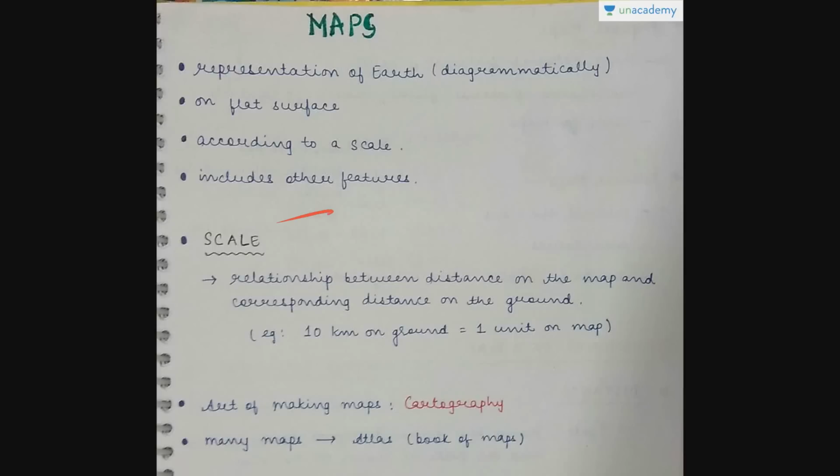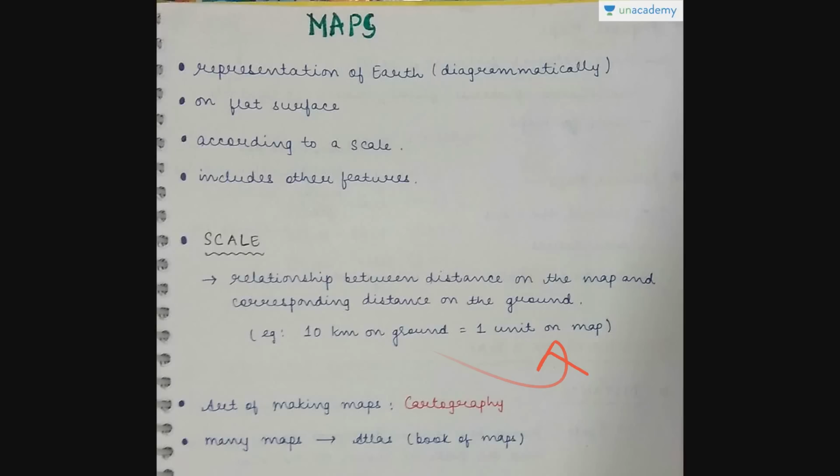So this is known as scaling. When you reduce the huge distance on the ground to show it on the map, considering the same unit. We will explain it more when we move ahead in this lesson. Suppose 10 kilometers on the ground, which is in reality, is represented as 1 unit on the map. That 1 unit can be 1 millimeter, 1 centimeter, 1 meter, depending on how much area you are covering and what kind of map you are making.